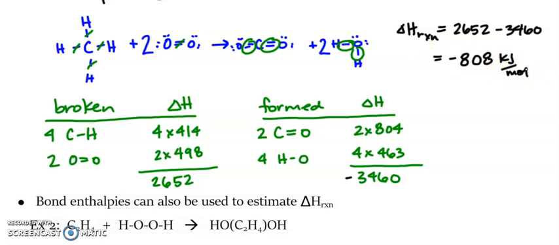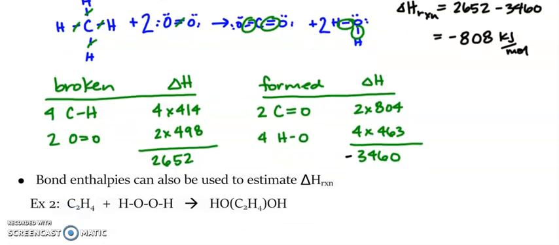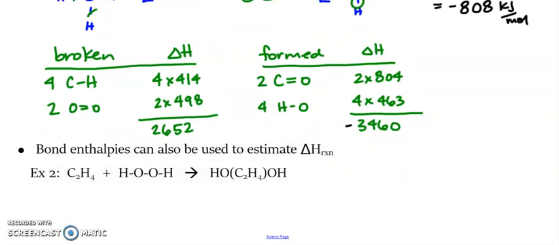Sometimes the per mole isn't written. But overall, this reaction is exothermic. So it's releasing overall 808 kilojoules per mole of energy. We will do this second one that's listed on there in your notes in class as another example.